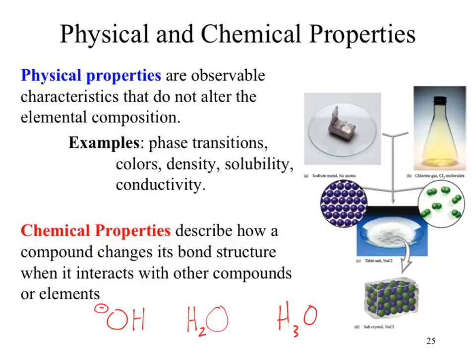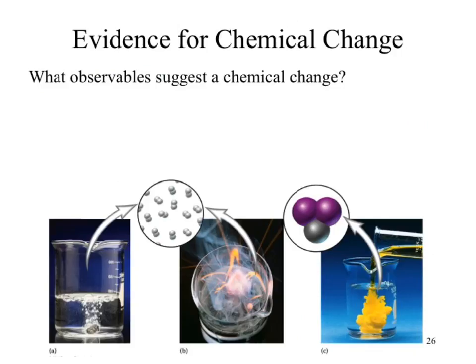Okay, let's make it more interesting. So what observables suggest a chemical change? If we look at an individual reaction, how do we say that is a chemical change? Okay, so we've got 3 pictures down at the bottom. What's happening in that first picture? What do you see? Heat.